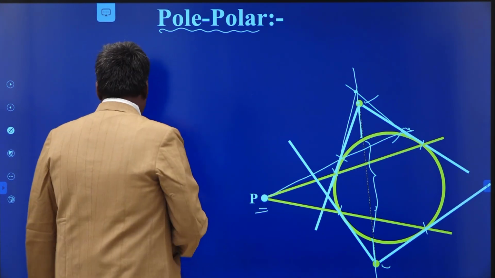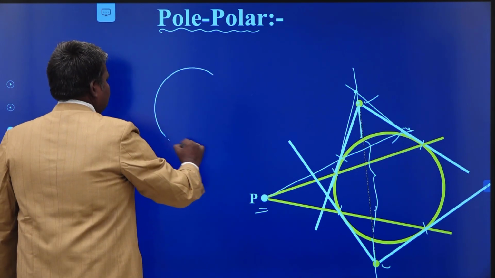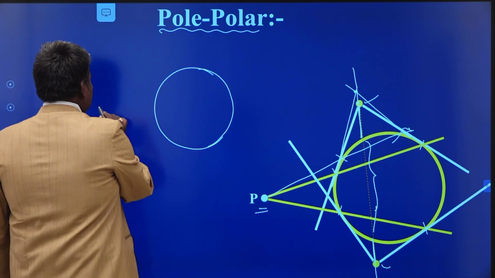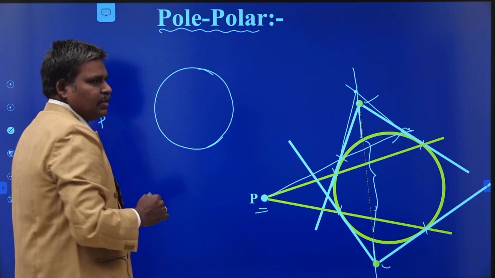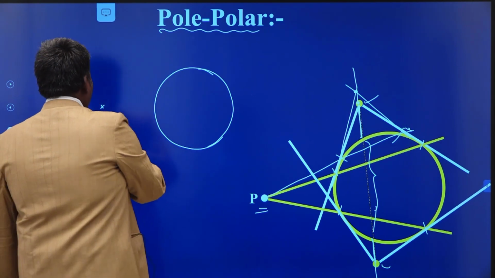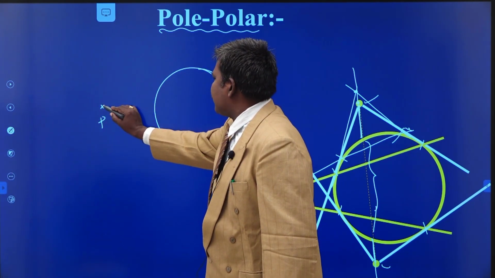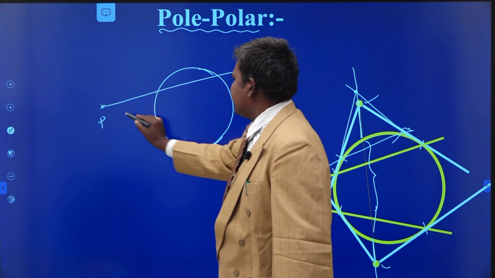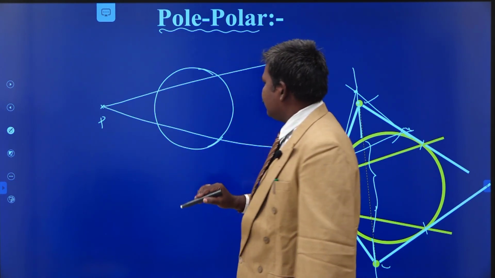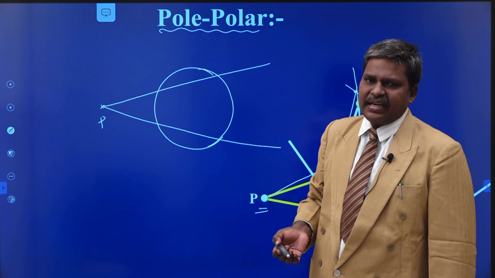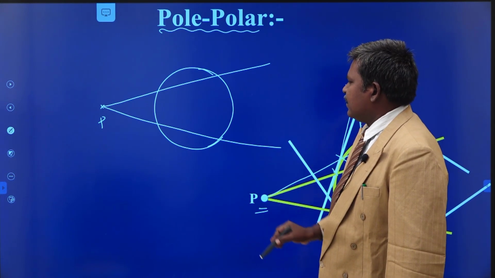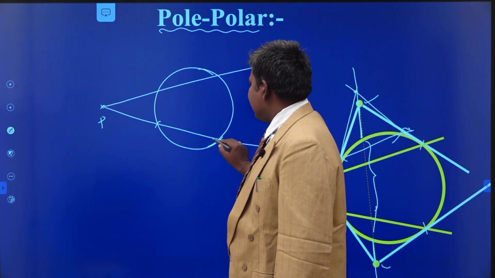So, consider any point. This is my circle. Consider any point in the plane of circle. The experiment is what now? Draw the secant lines through the given point P to the circle. This is one of the secant lines. This is another secant line. You can draw infinite number of secant lines through that point to the circle. Every secant line intersects the circle at 2 points.